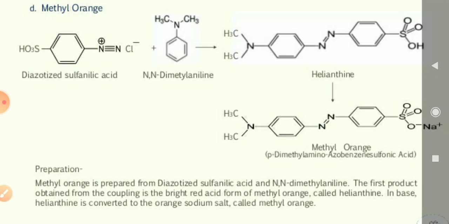Okay, this is the structure of helianthin, and in this base, helianthin is converted to the orange sodium salt, which is called methyl orange. You can see the diazotized sulfonic acid converts with N,N-dimethylaniline and it will give the helianthin, and this helianthin converts into the methyl orange dye.